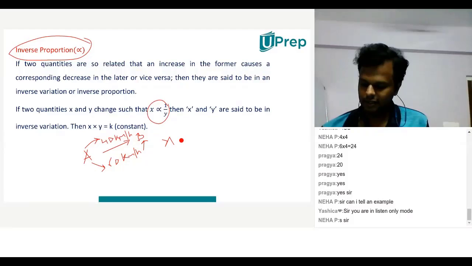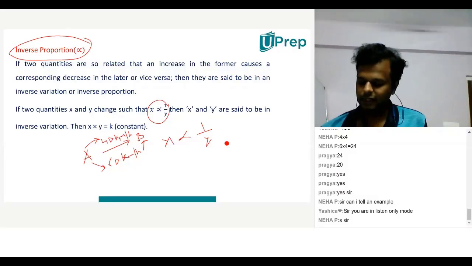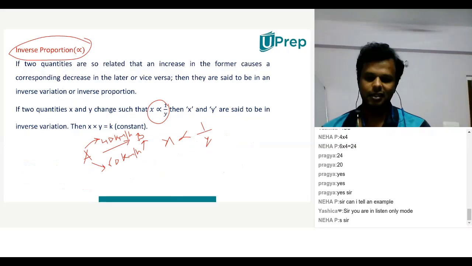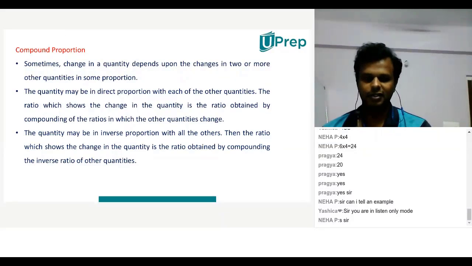X is proportional to 1 by y. In the previous case, what we have seen is x is directly proportional. Here, what we are seeing is x is inversely proportional. Okay. If one quantity is increasing, the other is decreasing. If one is decreasing, the other is increasing.